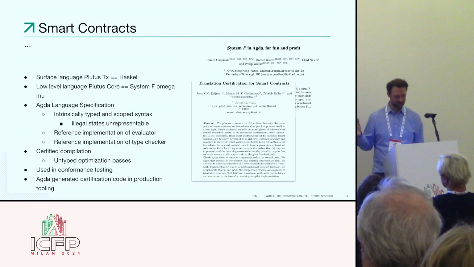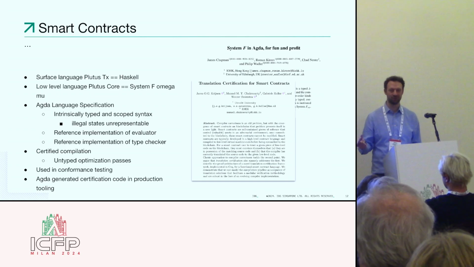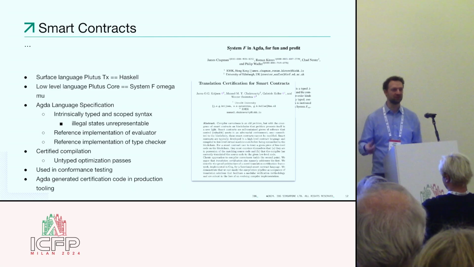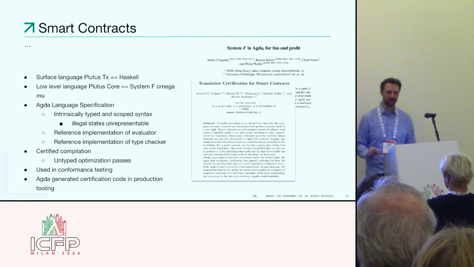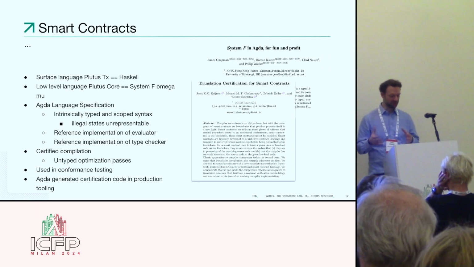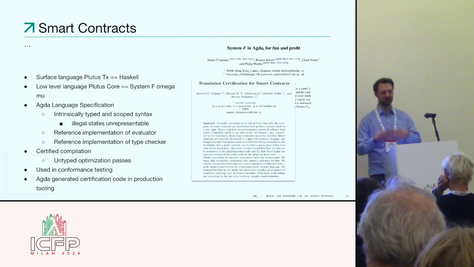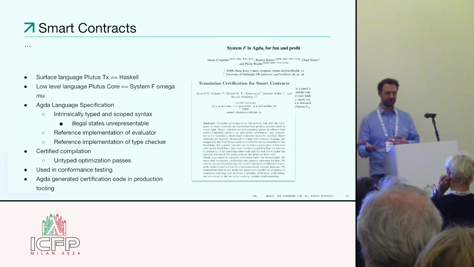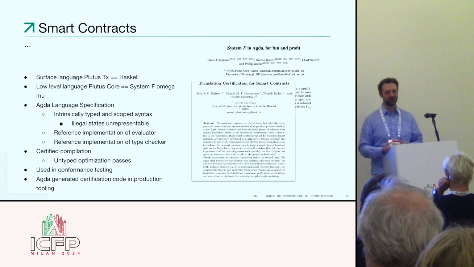So that's used now on the untyped optimization passes in the production toolchain, because that's somewhere where there's more risk, because having the types earlier on actually catches a lot of problems. So that was an area where we need to do some extra stuff. And as I said, this reference implementation is used for conformance testing, so we can generate an arbitrary Plutus contract and run it on the production evaluator or the reference one, and see if they give the same answer.